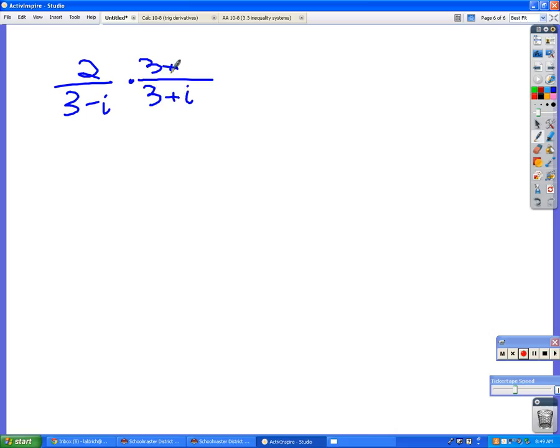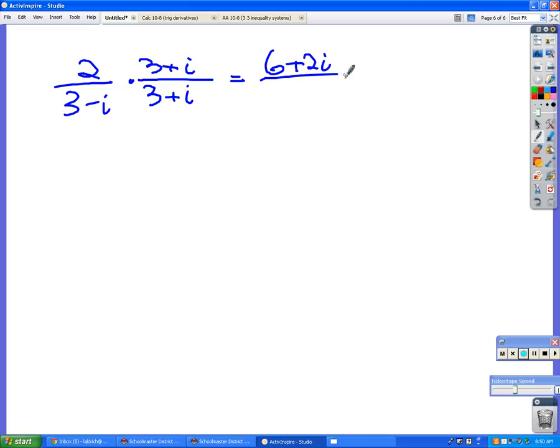And I have to multiply both the top and the bottom by 3 plus i because I don't want to change the value of the fraction. So I'm still multiplying by 1. Multiply by the complex conjugate of the denominator. So what do you get when you multiply 2 times 3 plus i? 6 plus 2i. Okay, and what do I get?